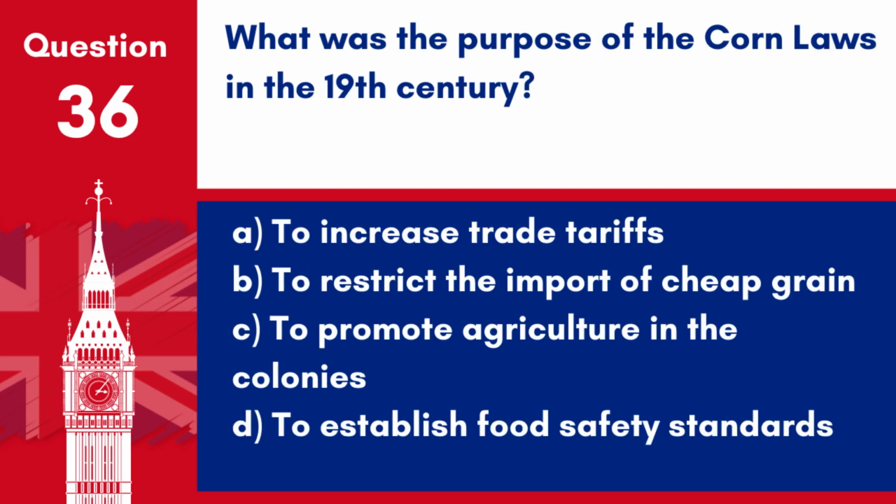Question 36. What was the purpose of the Corn Laws in the 19th century? A. To increase trade tariffs. B. To restrict the import of cheap grain. C. To promote agriculture in the colonies. D. To establish food safety standards. Answer: B. To restrict the import of cheap grain. The Corn Laws were introduced to restrict the import of cheap grain into Britain, protecting domestic producers but leading to high food prices and discontent.